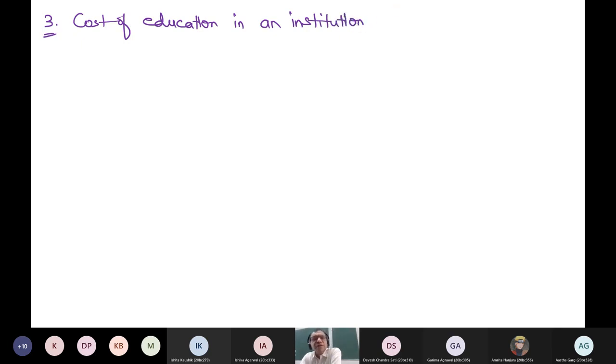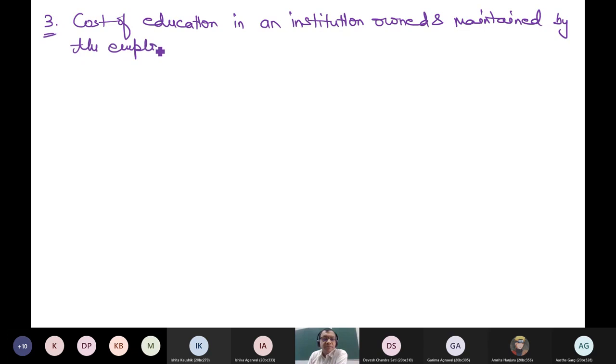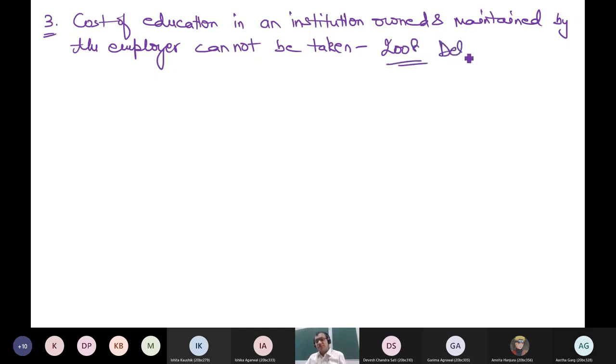Someone can argue, why are you taking cost of education in a similar institution? If we have the actual cost of education in our employer's own institution, why don't you take that cost? The Punjab and Delhi High Court has ruled that cost of education in an institution owned and maintained by the employer cannot be taken. This cost can never be taken. You have to take cost of education in a similar institute in a similar locality. That's it. It is based on a 2008 case of the Honorable Delhi High Court.